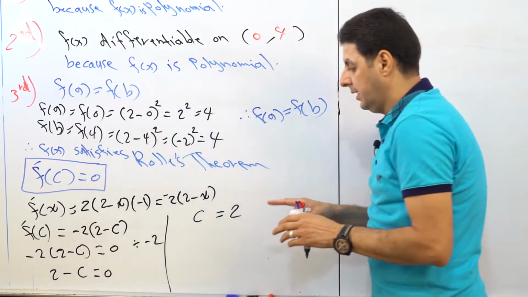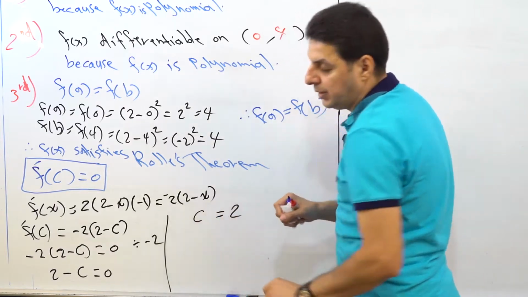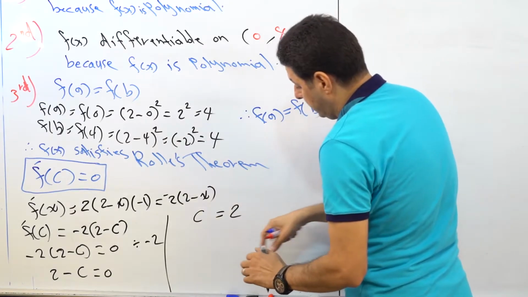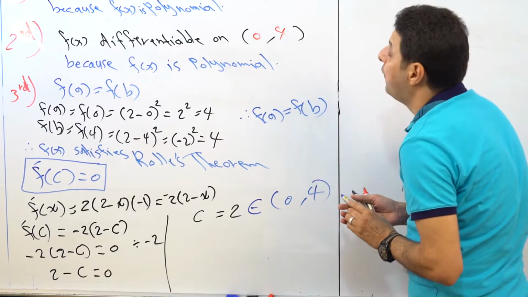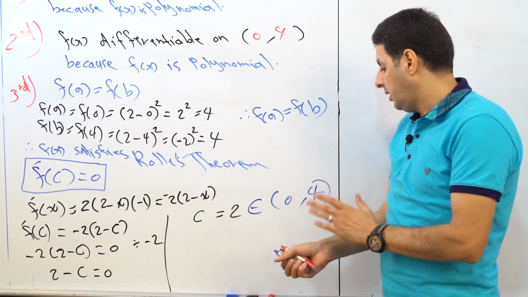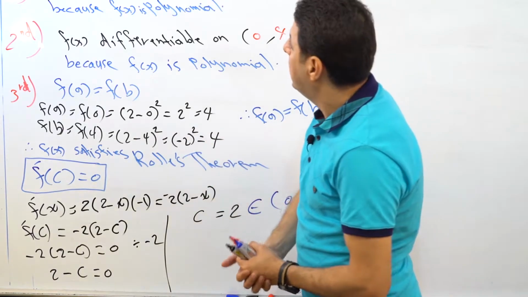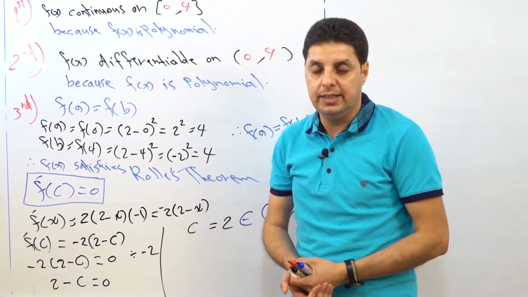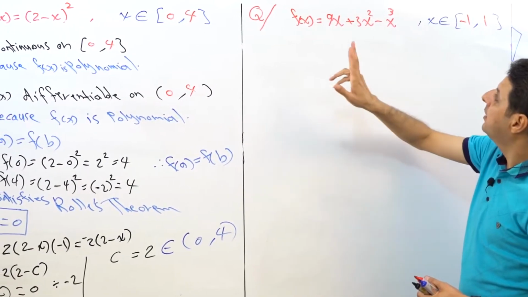Let's check that c must belong to the open interval. Yes, 2 belongs to the open interval (0, 4). This is the solution of this question: we verified the three conditions and then found the value of c. Let's move to another question.